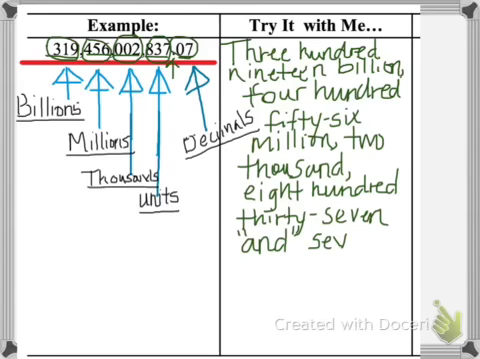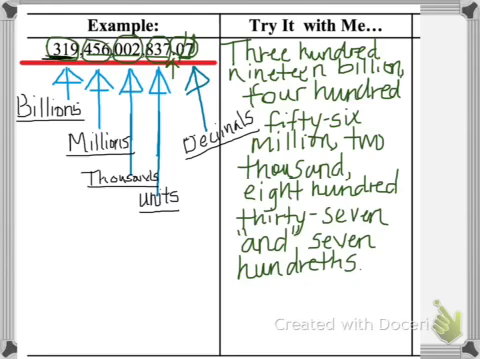But I need to state what place value it's ending in. And the first place value behind the decimal is the tenths place. The next one will be the hundredths place. So 7 is in the hundredths place, and so we'll just put 7 hundredths. Now read it to double check myself.